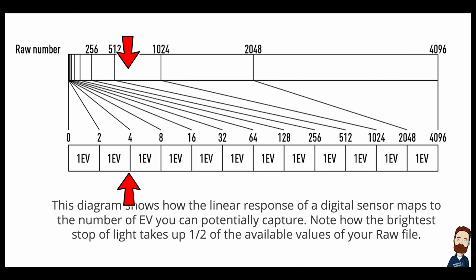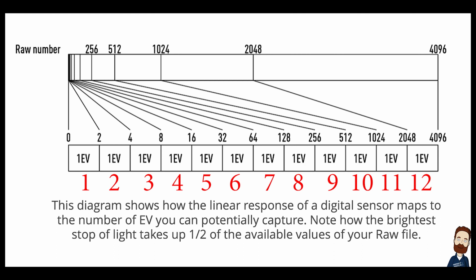So this diagram shows you how the linear response of a digital sensor maps to the number of EV you can potentially capture. Now notice how the brightest stop of light takes up half the available values of your RAW file. So this is a camera that's able to capture a 12-stop exposure value, which means a 12-stop dynamic range.